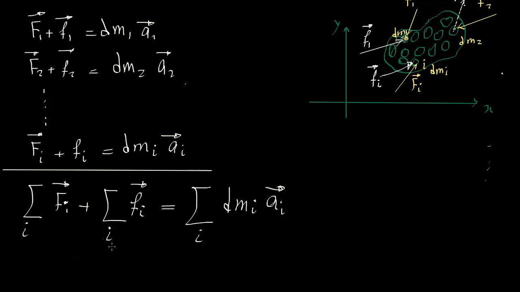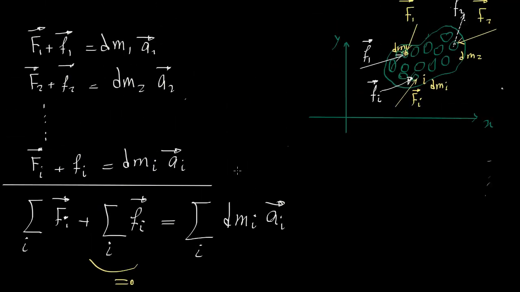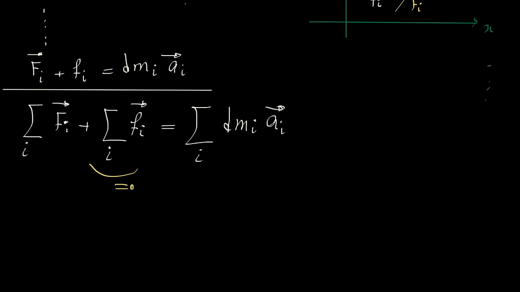So here's the point. I can say that this term is equal to 0 actually. So the sum of all the internal forces on all the particles is equal to 0. Why? It's easy. It's because of Newton's third law actually. So this term is equal to 0. To show how this term is 0, let's actually have a rigid body with, for example, 3 particles. So let's say this is particle 1, this is particle 2, this is particle 3.